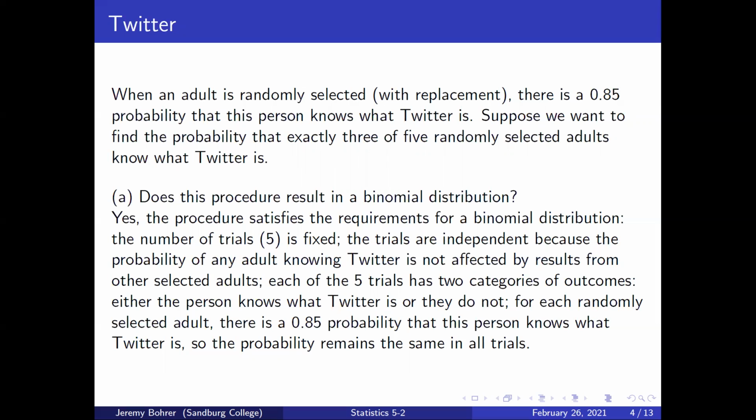The number of trials, 5, is fixed. The trials are independent because the probability of any adult knowing Twitter is not affected by results from other selected adults. Each of the 5 trials has 2 categories of outcomes. Either the person knows what Twitter is or they do not. And for each randomly selected adult, there is a 0.85 probability that this person knows what Twitter is, so the probability remains the same in all trials.